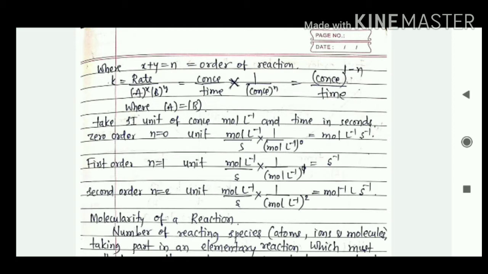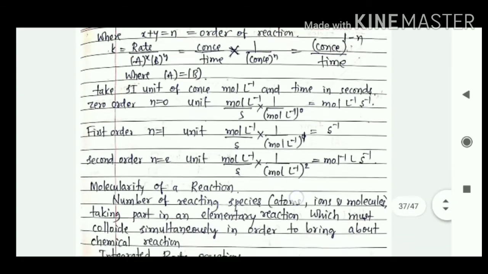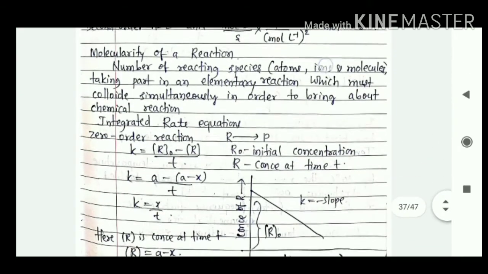If n is equal to 1, in the case of a first order reaction, the unit is mole per liter divided by second into mole per liter raised to 1. So for the first order reaction, the units are per second. For second order, n is equal to 2, the unit is mole per liter divided by second into mole per liter raised to 2. So in this case, the units are liter per mole per second.